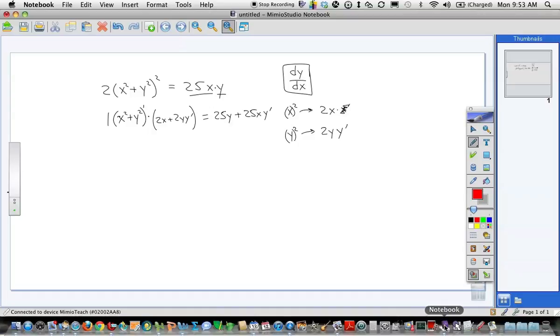Now what was our next job? Get the y primes together. Now usually that just meant subtracting stuff over from one side to the other. Problem here is we've got a multiplication here. Okay? So this is where this one gets a little bit longer. We've got some algebra to do. Well, we can't just start subtracting stuff over.